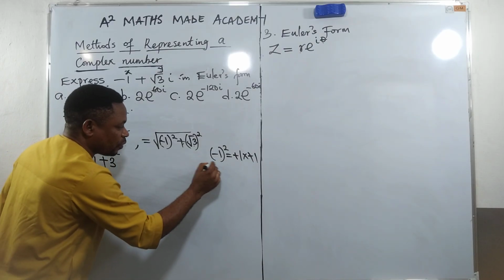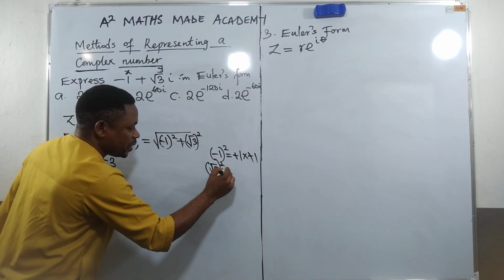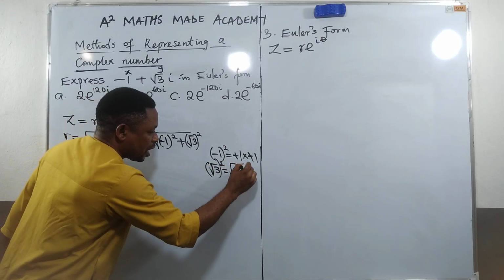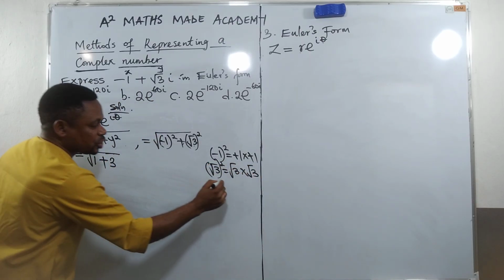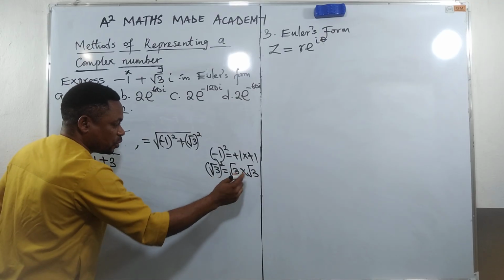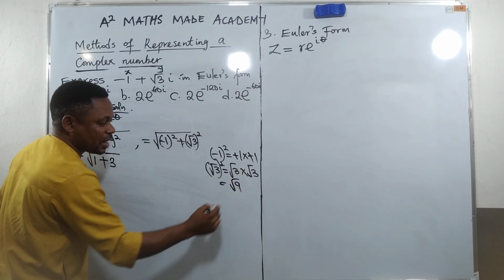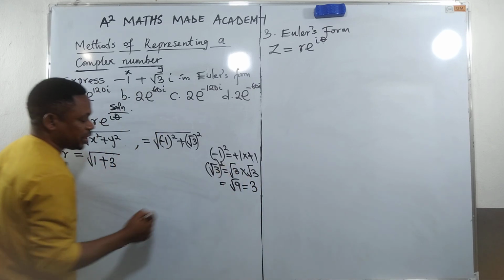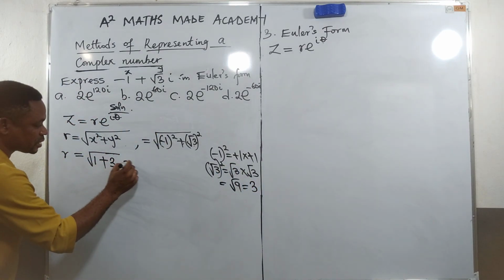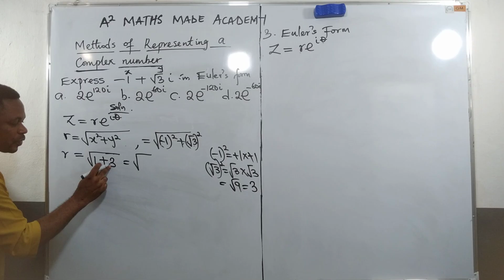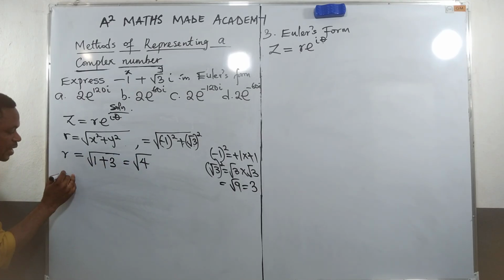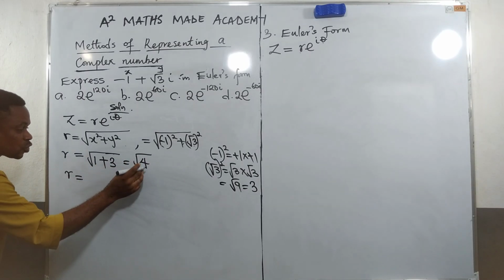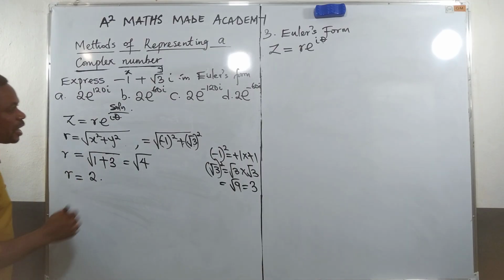How? Square root of 3 all squared simply means we should expand square root of 3 two times. So it will now give us square root of 3 times square root of 3, which is square root of 9. And what is square root of 9? 3. Now if you continue here, this is now square root of 1 plus 3. What is the answer? 4. Then finally, the modulus is now square root of 4, which is 2. Are you with me now?